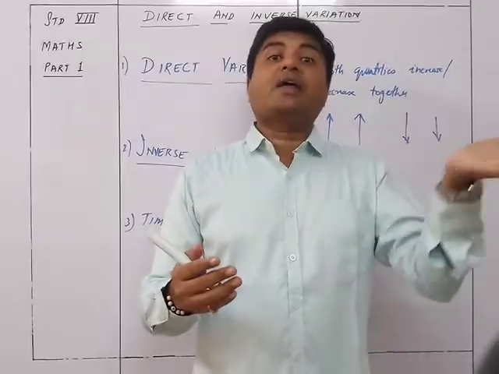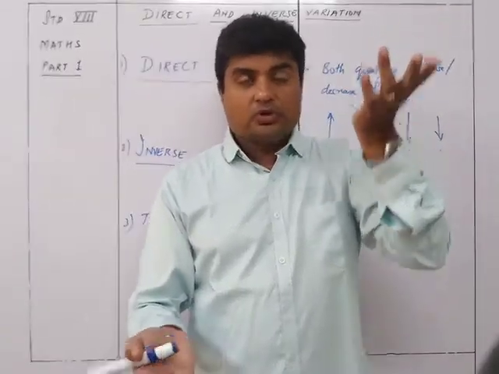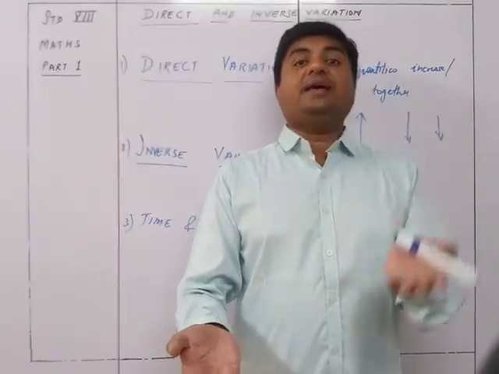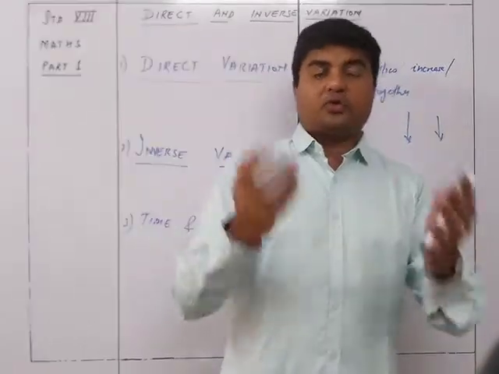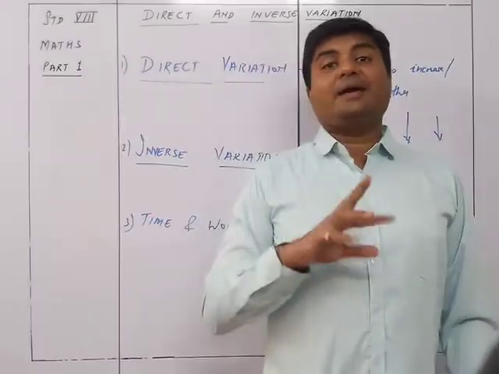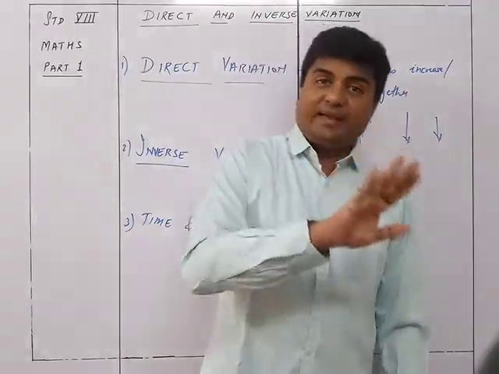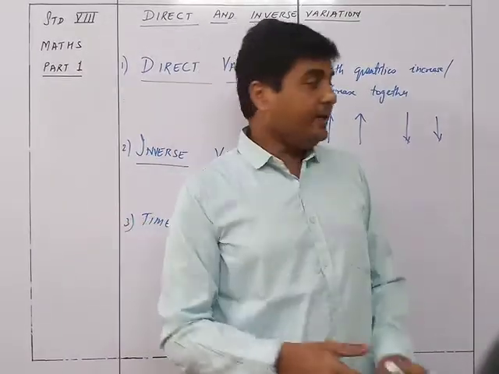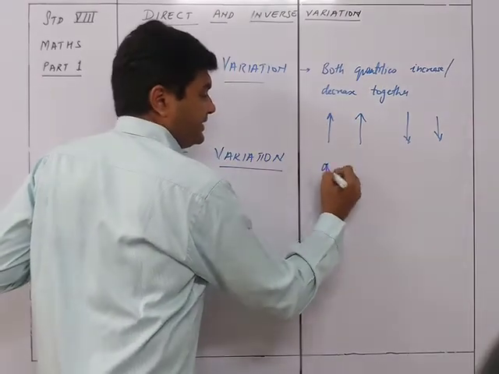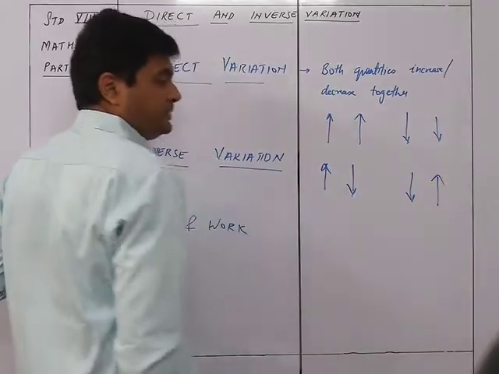Similarly, if I went at 100 kilometers per hour speed, so if the speed increases, the time decreases to 1 hour. So you can see if one increases, the other decreases. If the other increases, this one will decrease. So whenever both the quantities are inversely proportional, meaning inverse ratio, one is increasing, the other is decreasing. In inverse variation, if one is increasing, the other is decreasing, or if one is decreasing, the other will be increasing.